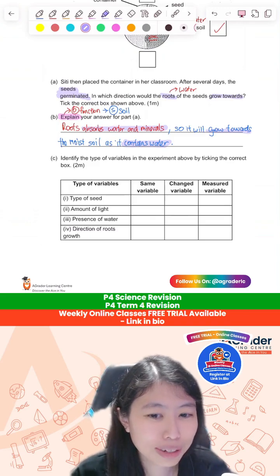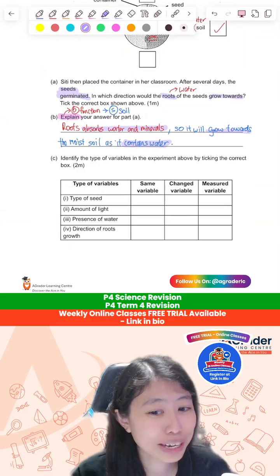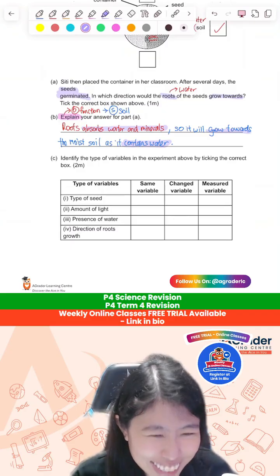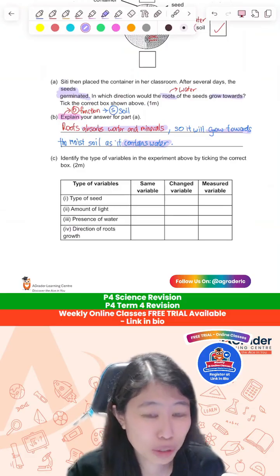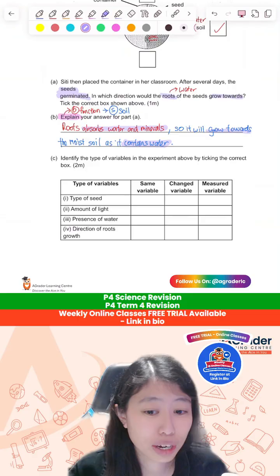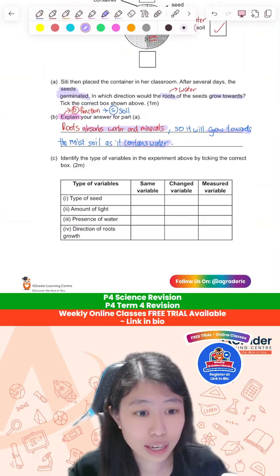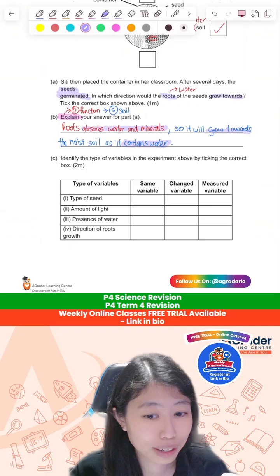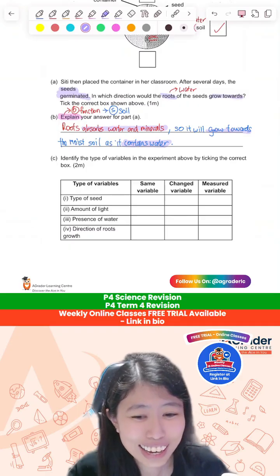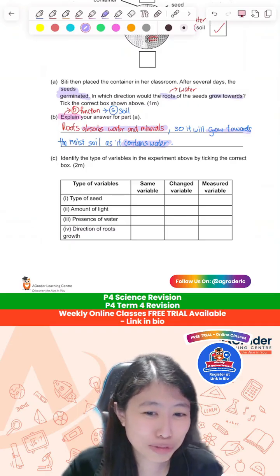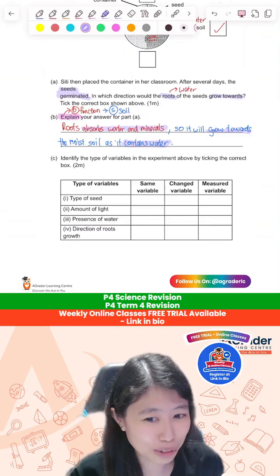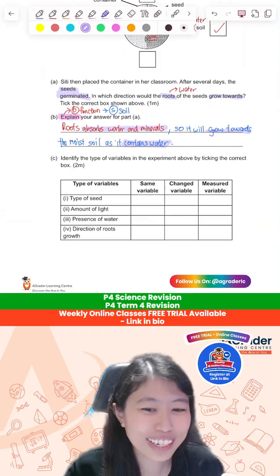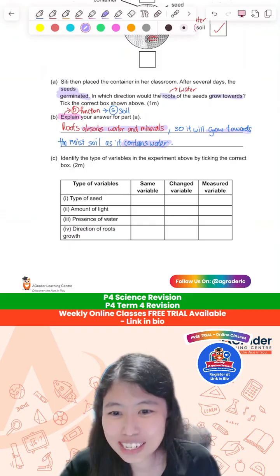This is P4. They don't learn about herbs, and if they never say herbs, you don't assume that it's herbs. Okay, we go for the general thing. Generally, all living things need water. Okay, can? So go for the general thing. This is P4, we are not studying to be farmers, so they are not expected to know whether herbs grow well in what kind of soil. Okay, can?